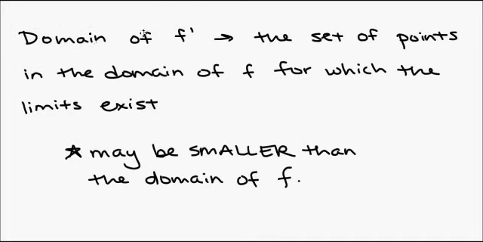Or of the function, I should say. The domain of f prime, your derivative, is the set of points in the domain of f, your original function, for which the limits exist. And this may be smaller than your original domain. So if there are some points for which the limit does not exist, then those get left out. Your domain is smaller.